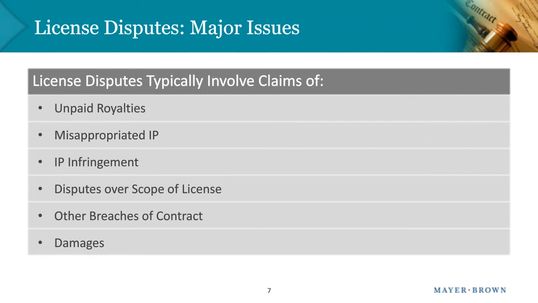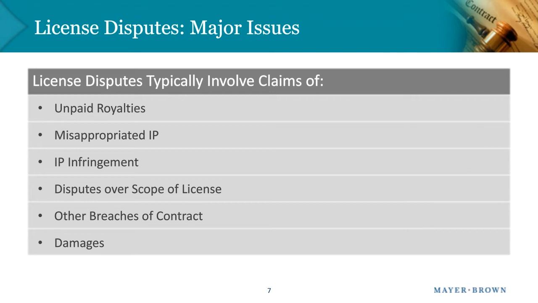There are a few key disputes that we see arise out of license agreements over and over again. First, unpaid royalties. A party just doesn't live up to their end of the bargain or fails to pay the royalties that are due under the license. Next, there can be a misappropriation of the IP that was granted in the license, such as trade secrets, or infringement of other intellectual property. This happens when the license permits the use of intellectual property for a specific purpose, and then the licensee uses that IP in a way that was not granted in the license.